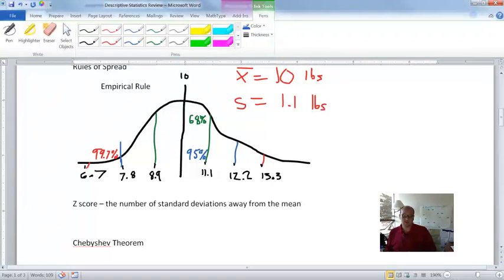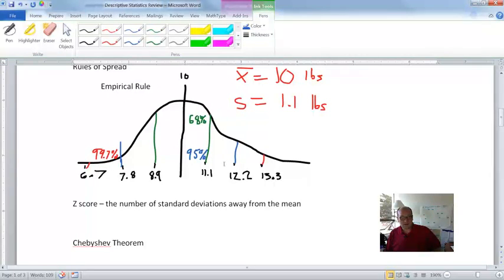So if I had a baby, let's look at our graph. If I had a baby that was 12.2 pounds, how many standard deviations away from the mean is he or she? Well, exactly 2 standard deviations away. Exactly 2, 12.2. Now, what if I had a baby that was like 11.7 ounces? 11.7, so that's somewhere in between here.